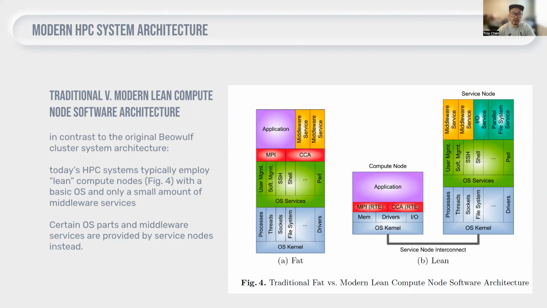In contrast to traditional clusters, today's HPC systems typically employ lean compute nodes, as you can see on the right side of Figure 4, with a basic OS and only a small amount of middleware services, or if there's any middleware at all. Certain OS parts and middleware services are provided by service nodes instead.